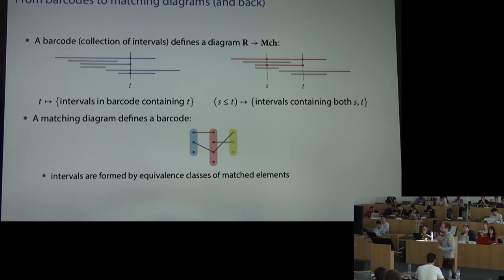So this is a different language of expressing barcodes. I can view them as a collection of intervals, or I can view them as a diagram of matchings, as a diagram indexed over the reals. And the reason why we like this is because the filtrations and persistence modules are also diagrams of the same shape, and we kind of live in the same world.